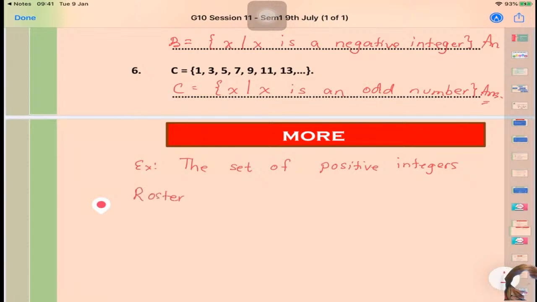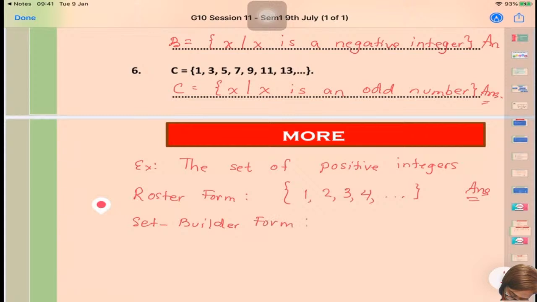So how do we write this in roster form? We use commas. It's the set of 1, 2, 3, 4, comma, ellipsis, close. Next is set builder form. You can just write the set of all x such that x belongs to I positive.